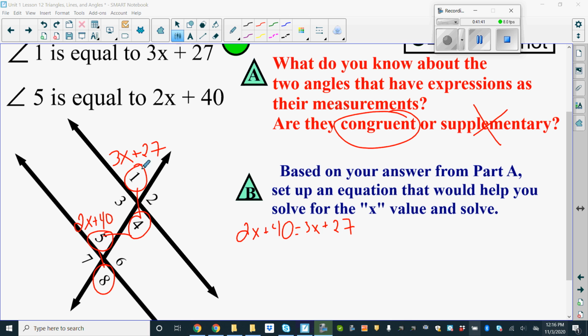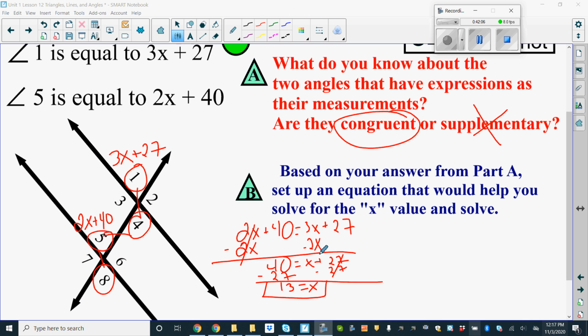So you should have made your zigzag. 1 crosses to 4, crosses to 5, crosses to 8. They are both in the zigzag. They are both circled. So therefore they are equal to each other. So your equation should say 2x plus 40 equals 3x plus 27. Now pause the video, solve for x, and then check if you got x correct.